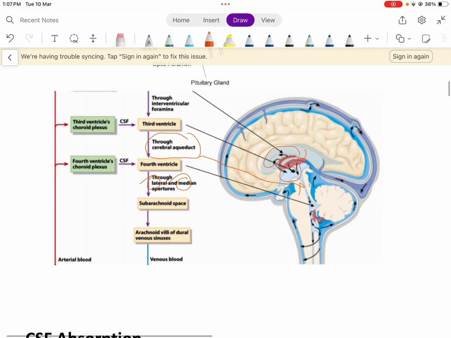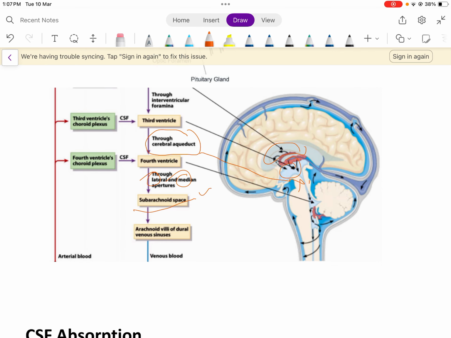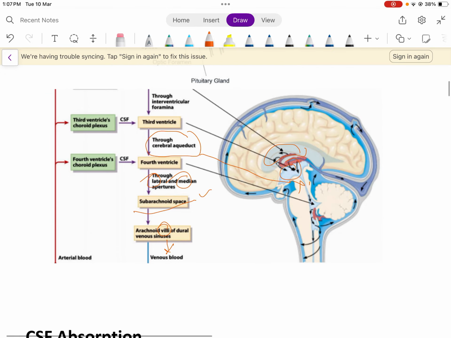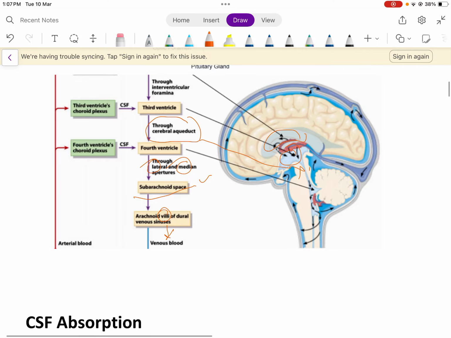subarachnoid space, that is the basal cisterns, and by the arachnoid villi of dural venous sinuses. So we have some venous sinuses, right? So dural venous sinuses, we have arachnoid villi. So these villi are going to help in the absorption of CSF, and it is going to go into the venous blood. Okay, so this is the circulation, and how CSF is formed and recirculated.